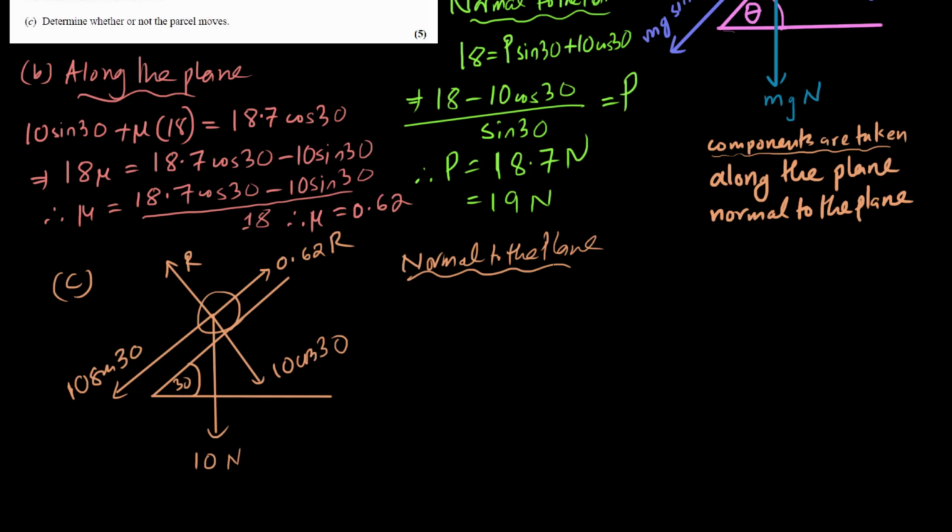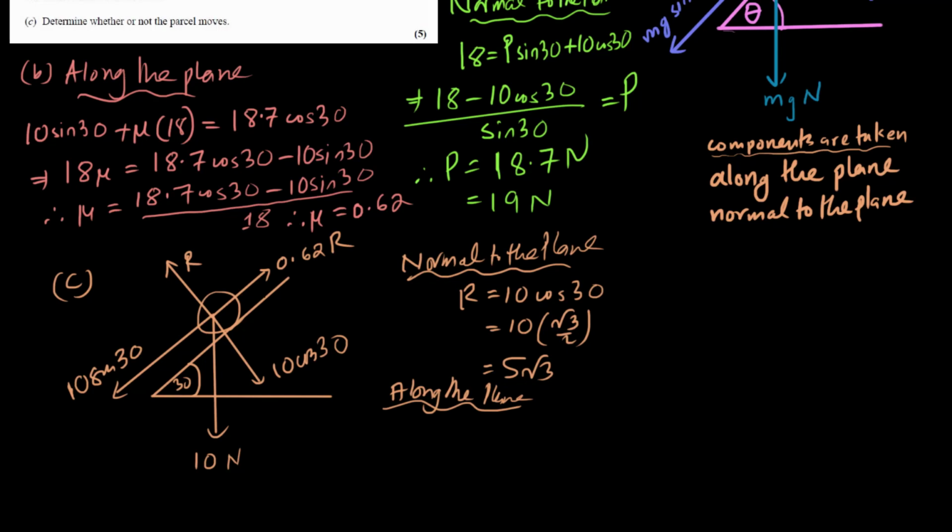So the first thing we have to do is take the component normal to the plane. So R equals 10 cos 30. That means R equals 10 times root 3 by 2, which is 5 root 3. So this is the value of R. Now along the plane, the main idea is not to assume that the forces are equal, because we cannot assume. We have to show whether the object is staying or not. So along the plane, let's see what the value of friction is.